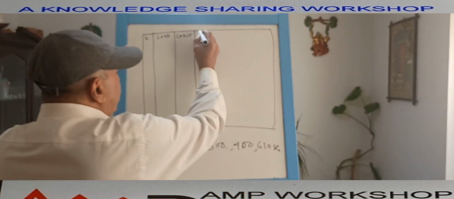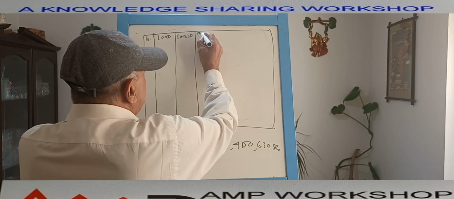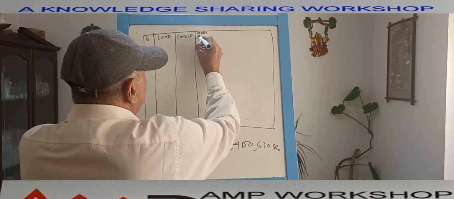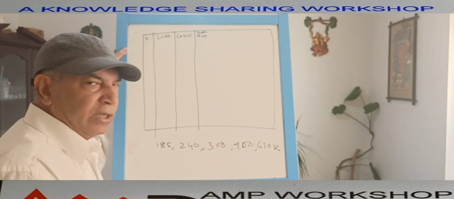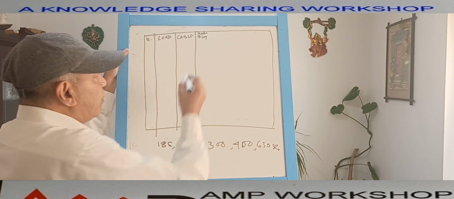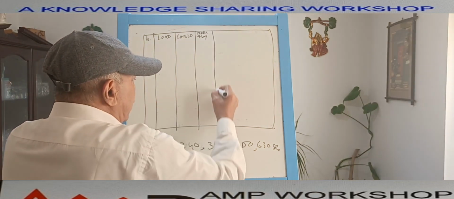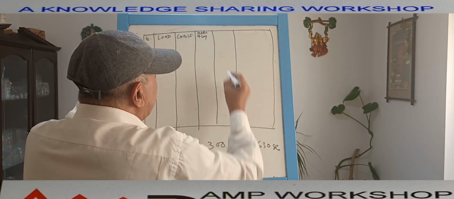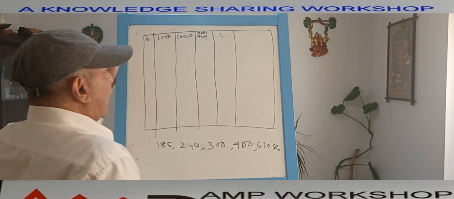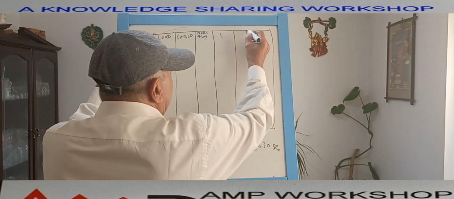Then we will put over here mode of laying. How the cable is laid. Mode of laying: when a cable is laid directly underground or subsea, or it is laid on the cable tray, that we can mention as mode of laying over here. Then we can put over here the length of the cable, and the cable type.